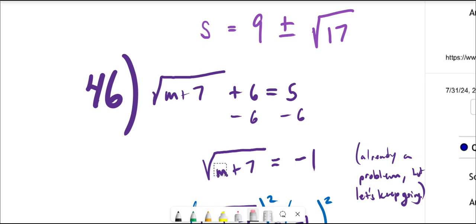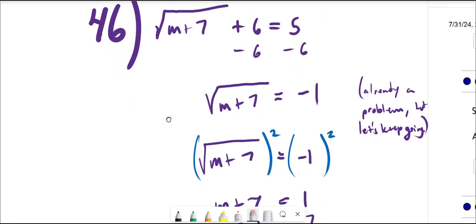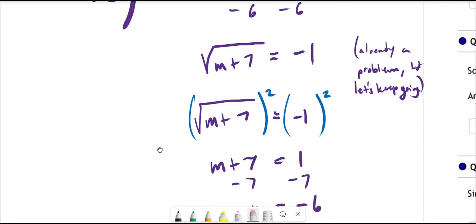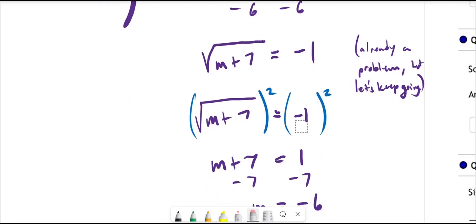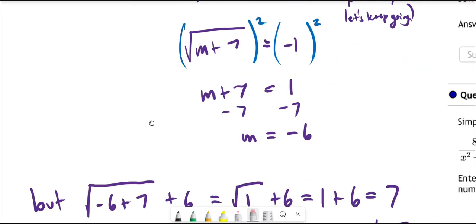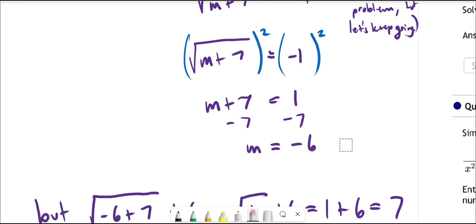I don't know if you've ever looked at the graph of the square root of something, but it's not negative. But let's continue. We square both sides, and what do we find? We then get m plus 7 is equal to the square of -1, which is +1. Subtracting 7 from both sides, we wind up with m is equal to -6.